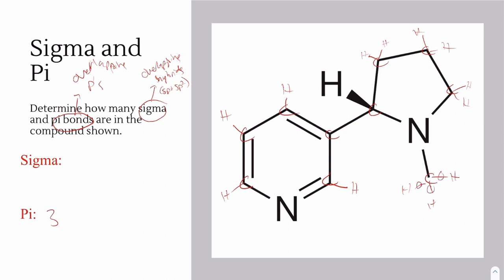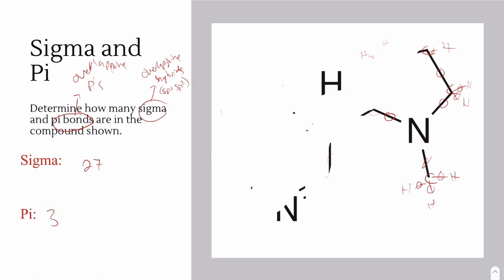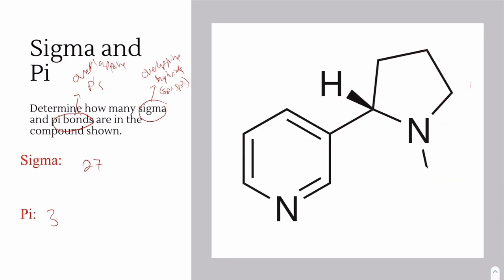There's going to be 1, 2, 3, 4, 5, 6, 7, 8, 9, 10, 11, 12, 13, 14, 15, 16, 17, 18, 19, 20, 21, 22, 23, 24, 25, 26, and 27. Okay, so a total of 27 sigma bonds. And you're welcome to try that out on your own as well. I recognize I didn't give you a time at the beginning of the video to pause, so I apologize for that. I'll do that on the next one. But that's kind of how you should know how to find the sigma and pi bonds.